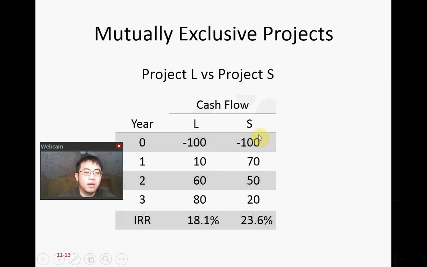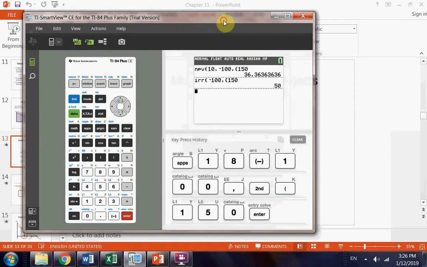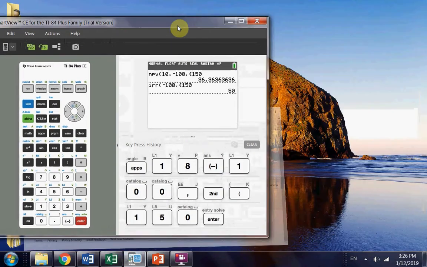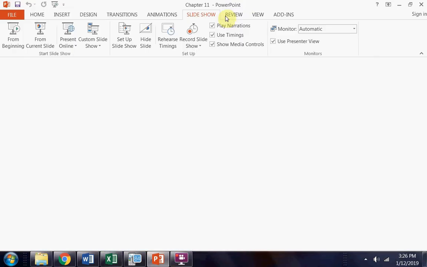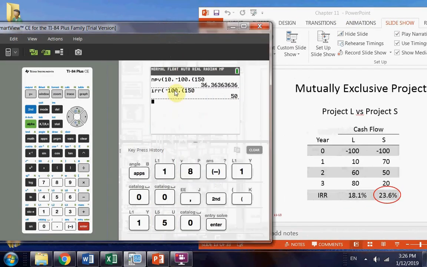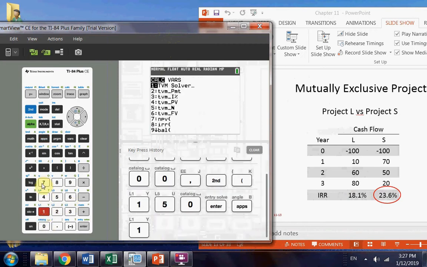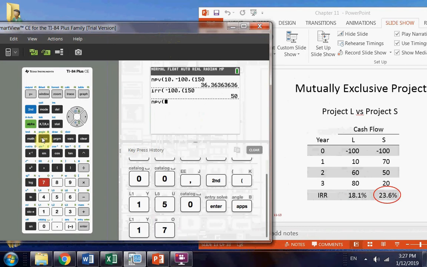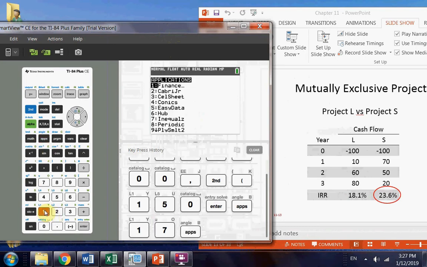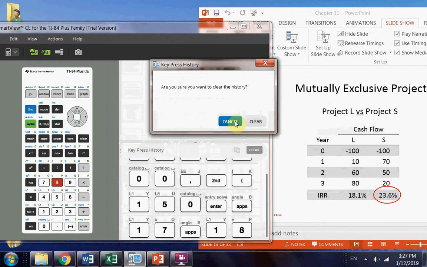So for the time being, for practice purposes, I'm going to use this calculator to show you again how to do that kind of practice. Okay, how to calculate the IRR like that. So what you do here is you hit apps, and then you hit finance. Okay, then number 7. Oh, oops, sorry, number 8. Apps, finance, then number 8 for IRR. Oh, I should clear that.